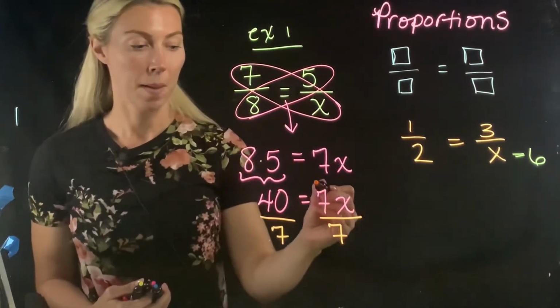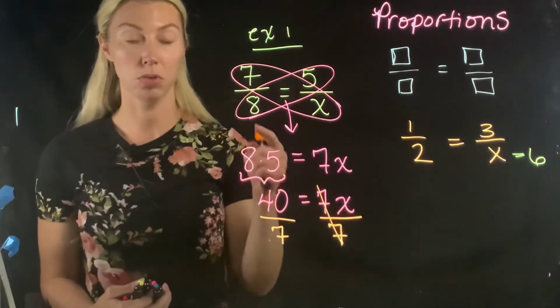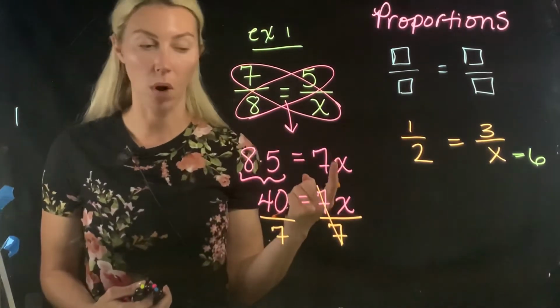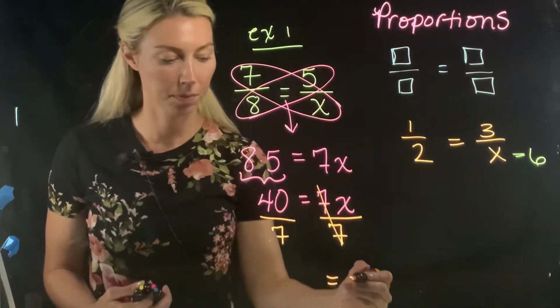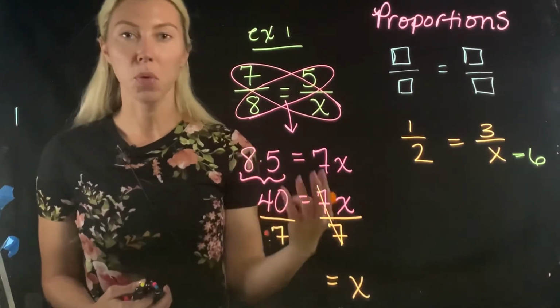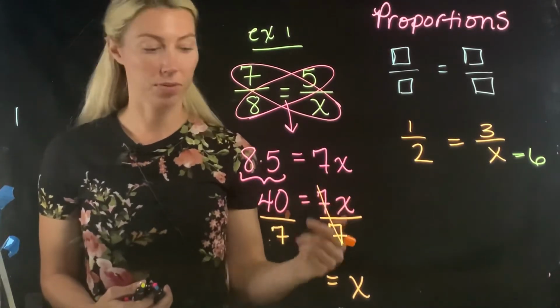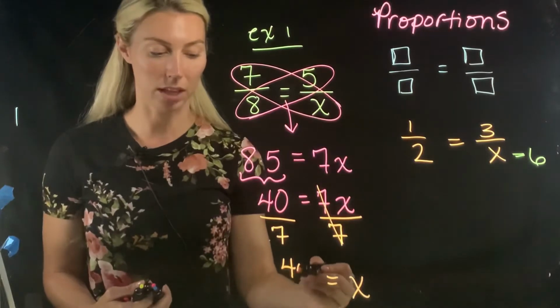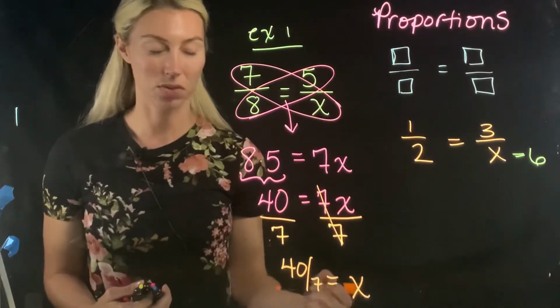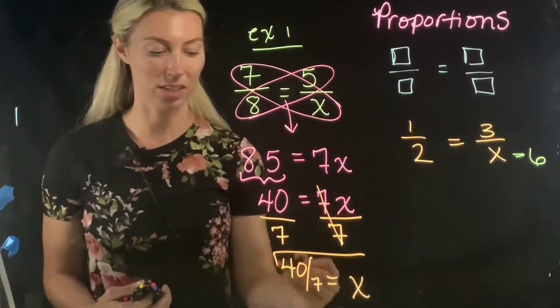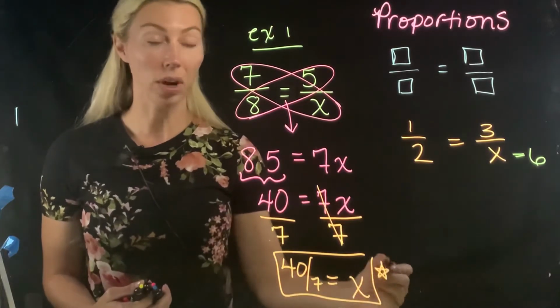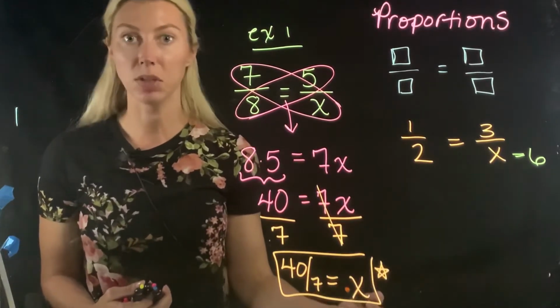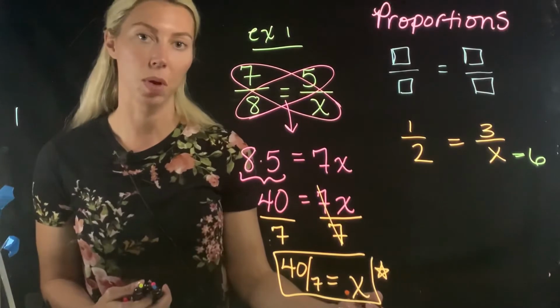So here, my 7's reduce: 7 over 7 reduces to 1, and I don't need to write that. And over here, 40 over 7 is an improper fraction, and you can't reduce it, so you can just leave it as 40 over 7 and write that as your answer. If you wanted to put that in your calculator and turn it into a decimal, that's perfectly fine as well.